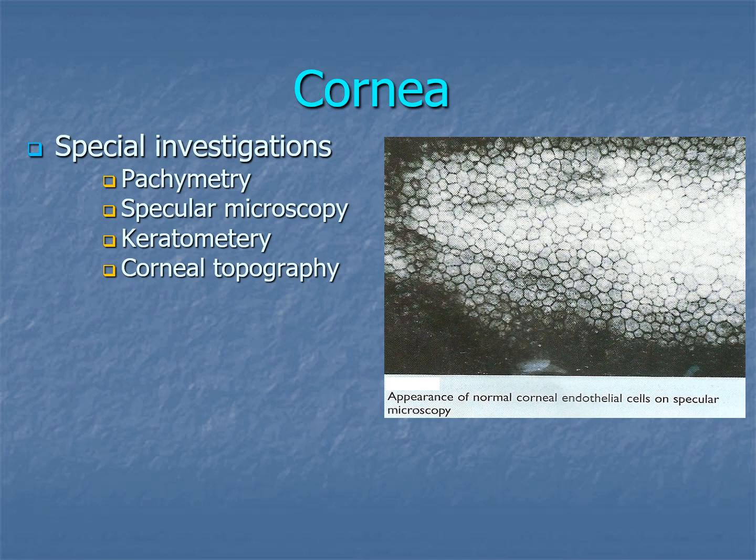Now we come to some special investigations of the cornea. Pachymetry is a procedure in which we measure the thickness of the cornea. We have mentioned previously that the thickness is relevant to certain diseases like keratoconus and primary open-angle glaucoma, and in refractive surgery, we decide according to the thickness of the cornea.